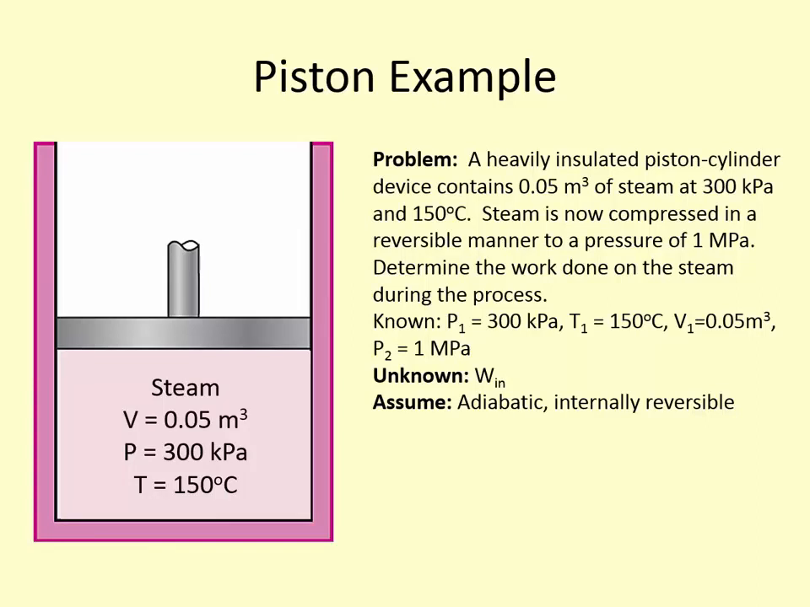All right, so can we fix state 1? We have a pressure of 300 kilopascals and a temperature of 150 degrees Celsius. What is our initial state? At 300 kilopascals and 150 Celsius, what's our state? Superheated, okay? So let's look up some property values. So we have P1, T1.